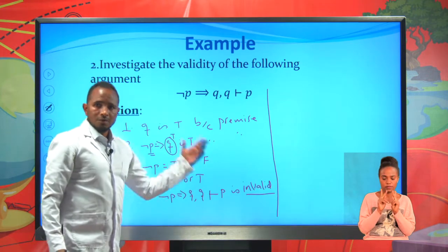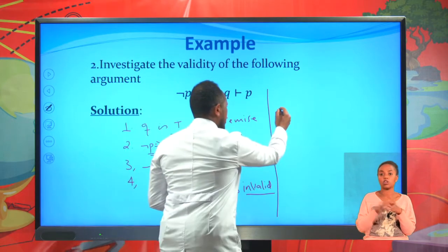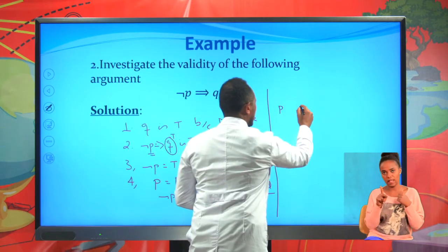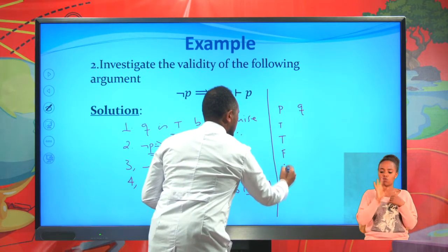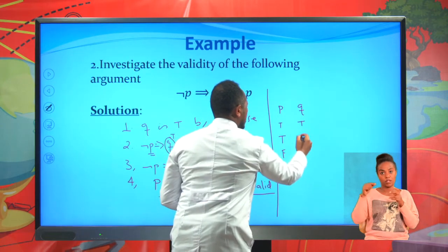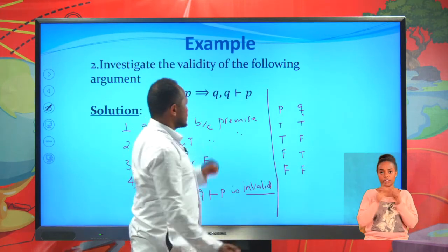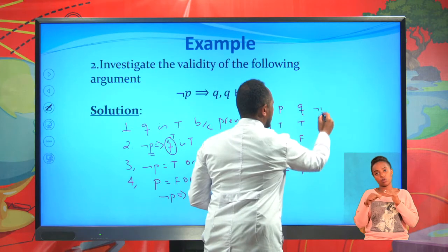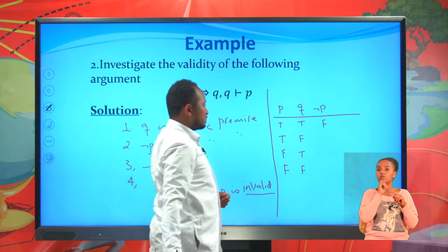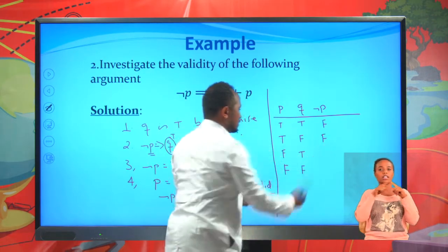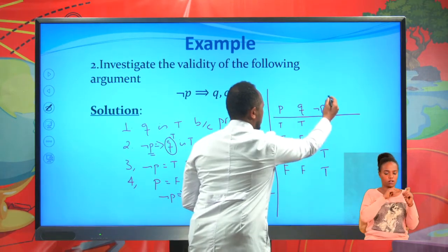Okay, you can use a table also to test whether it is valid or invalid. We have two statements, P and Q. So we have true, true, false, false here, true, false, negation of P implies Q. Let me have negation of P here. Negation of P, it is false here. Negation of true is false. Negation of false, true, again true here.